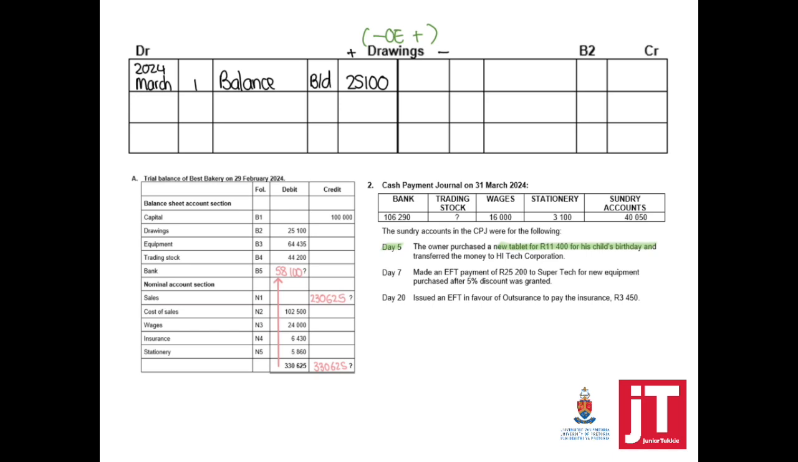We start with, because this is from sundry account, on which day did the transaction take place. From the CPJ, my details is always bank and the amount 11,400.